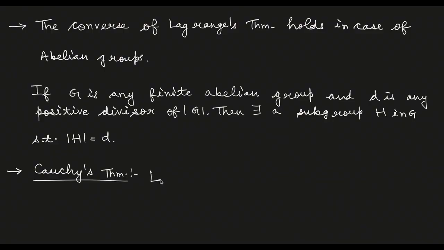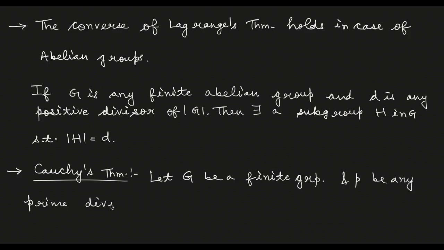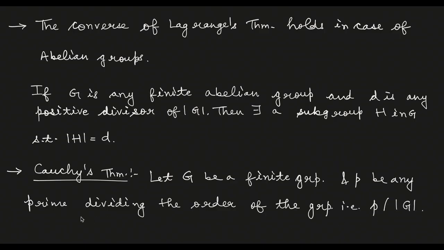Next is Cauchy's theorem. Let G be a finite group and P be any prime dividing the order of the group, that is, P divides the order of the group. Then G has an element of order P.